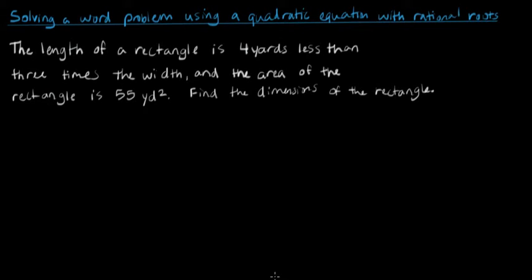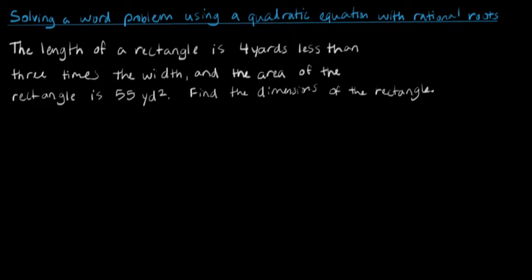In this video, I want to talk about solving a word problem using a quadratic equation with rational roots. So let's go ahead and try to figure out what this problem is talking about. It says the length of a rectangle is 4 yards less than 3 times the width.